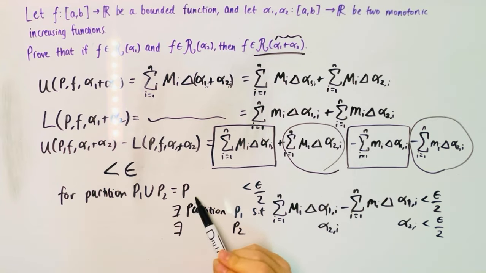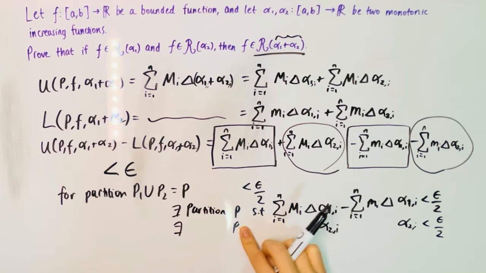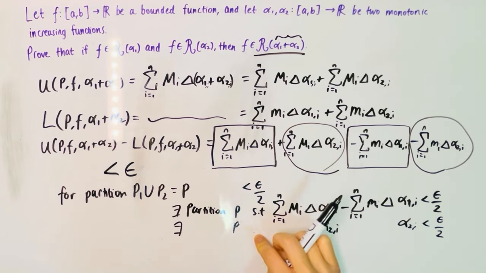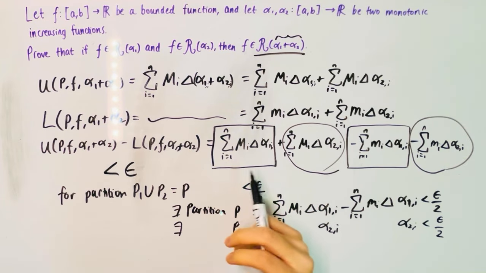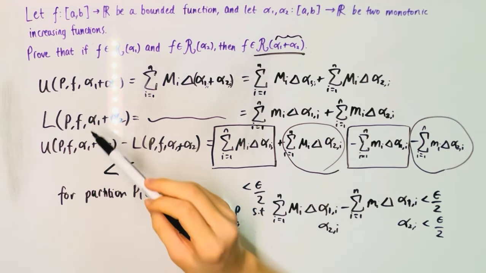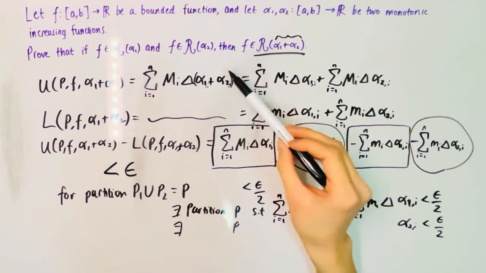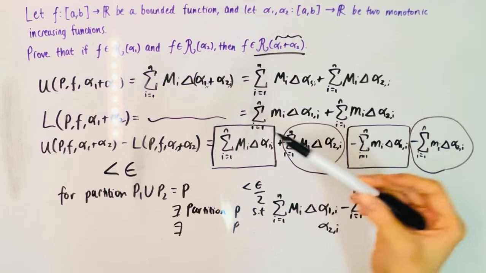And because this shared partition works for both alpha 1 and alpha 2, we know that there does exist a partition for which the upper sum minus the lower sum of f with respect to alpha 1 plus alpha 2 is less than epsilon. And we're done.